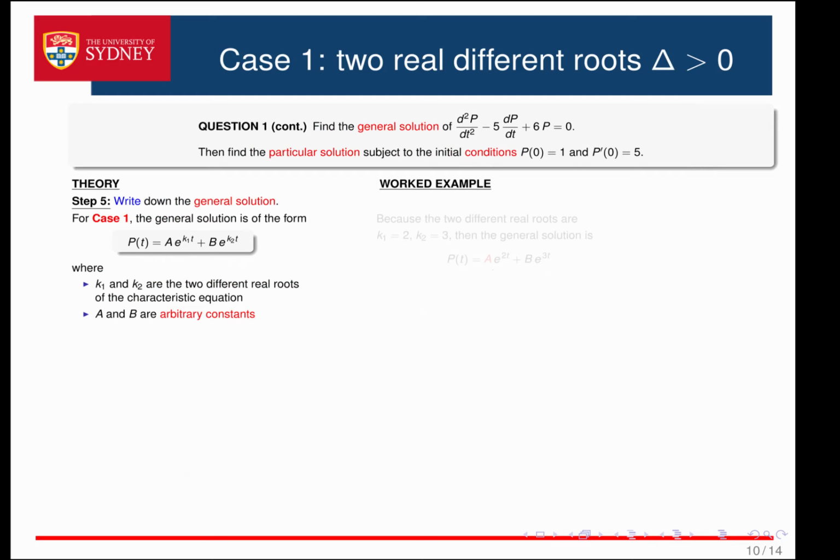Step 5. In step 5, we use the roots of the characteristic equation to write down the general solution. If there are two real and different roots to the characteristic equation, which again corresponds to case 1, then the general solution is the sum of two exponential functions. Here, the general solution is p of t equals a e to the k1 t plus b e to the k2 t, where k1 and k2 are the two roots that we have already found, and a and b are arbitrary constants.